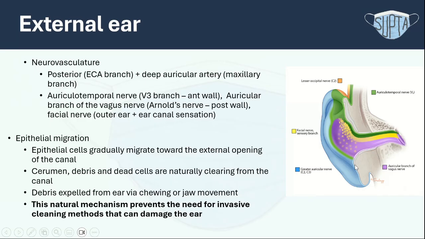And epithelial migration is quite an interesting phenomenon. So essentially, the epithelial cells gradually migrate towards the external opening of the canal. So all the debris and things like that just gradually clear from the canal itself, and it helps to be dispersed completely via chewing or jaw movement. This is a natural mechanism to allow self-cleaning of the ear. So this is why a lot of the time cotton buds and other cleaning methods are not necessary, because the ear has its own natural cleaning mechanism.